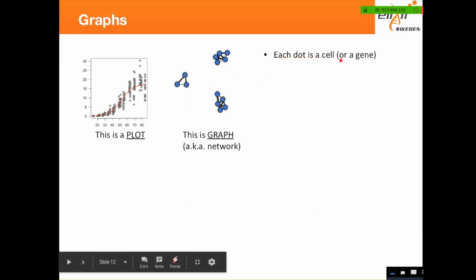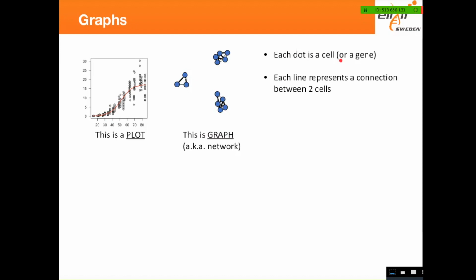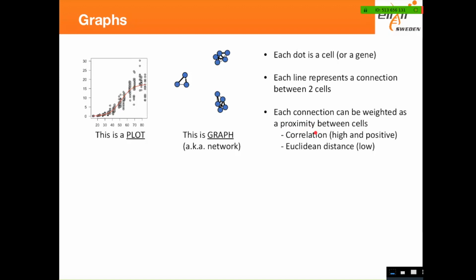So each dot is a cell, or it can be also a gene if you transpose your matrix. And each line represents a connection between those two cells, saying that they are strongly correlated, for example, or they are very close in a multidimensional space. So it's an easy representation of your data in this way. And each connection can be weighted as a proximity of cells, let's say correlation or Euclidean distance. And there are many other ways of computing or giving weights to these lines here. So every nonlinear or graph-based dimensionality reduction algorithm is based on this concept.